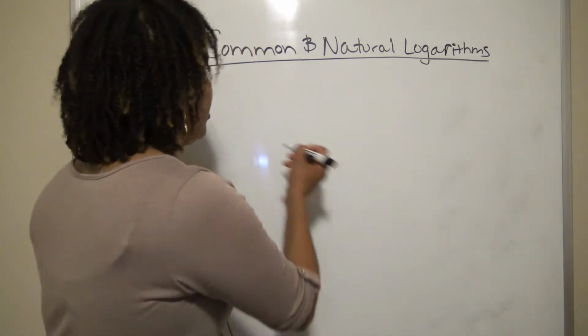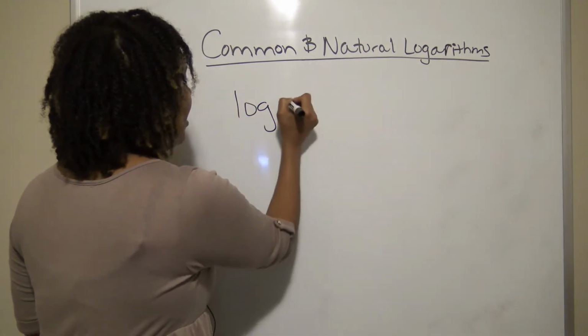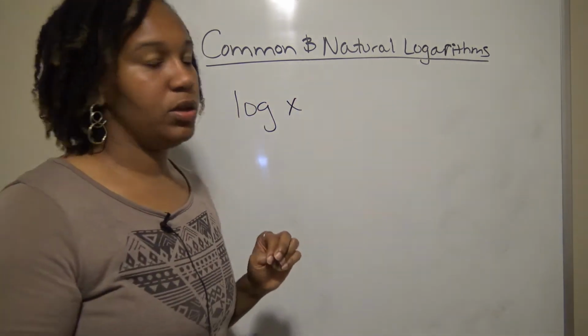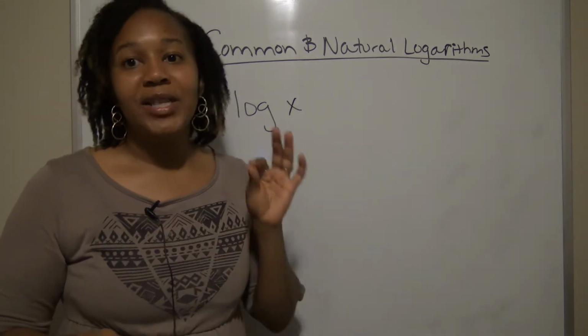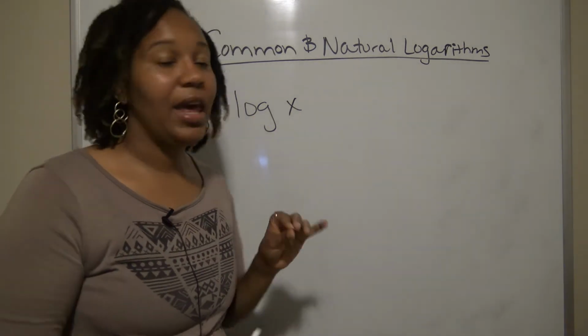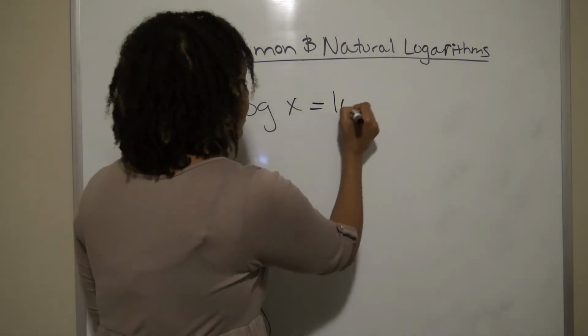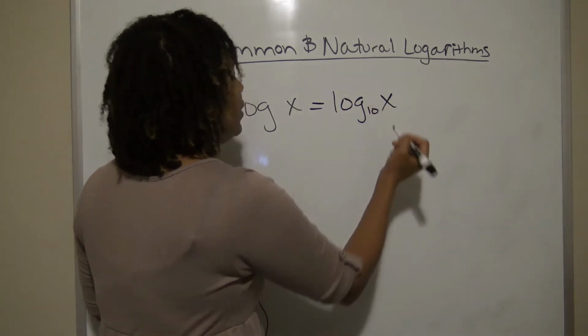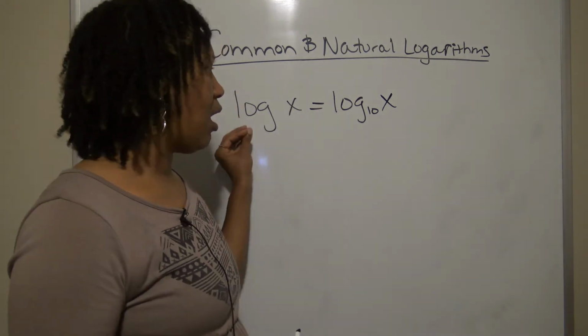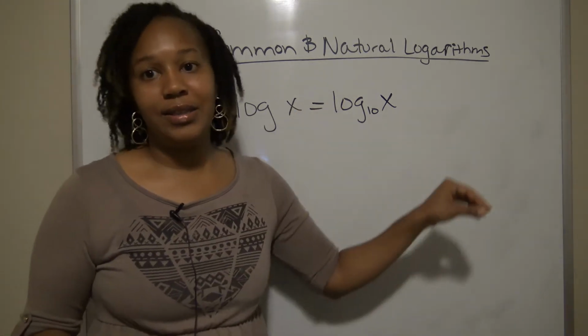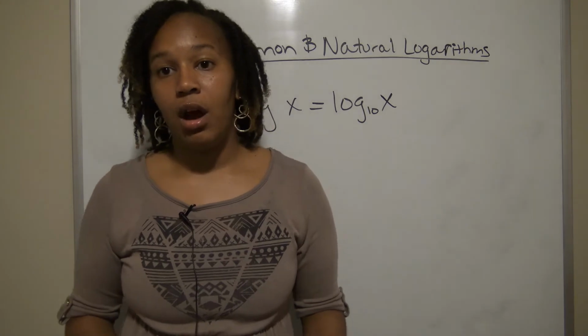A common logarithm is the log that you see that has no base written with it. So this is your common logarithm. It has no base written with it, but there's an understood base there, and that understood base is a base of 10. So if we talk about a common log, then we're talking about base 10. So when you see log x, that means log base 10. That is your common logarithm.